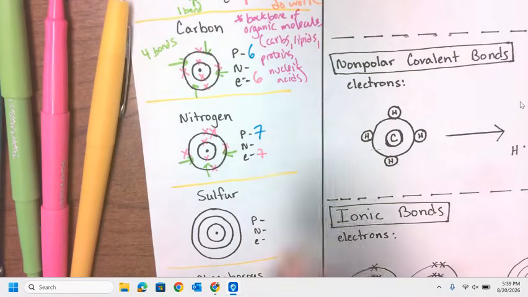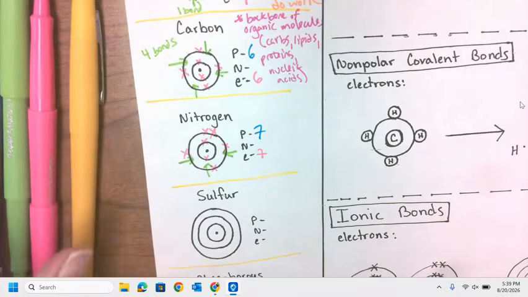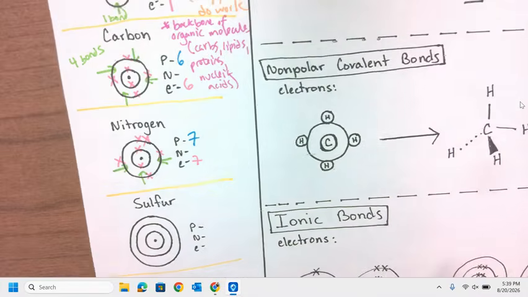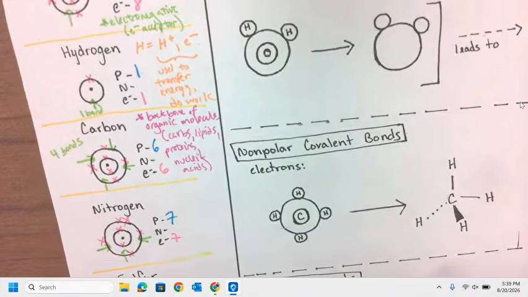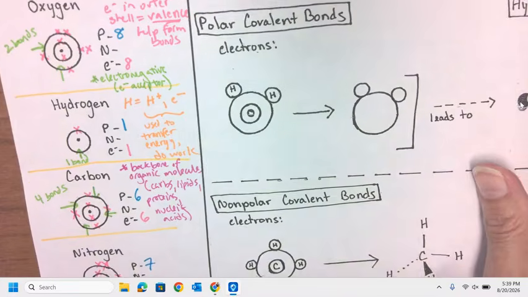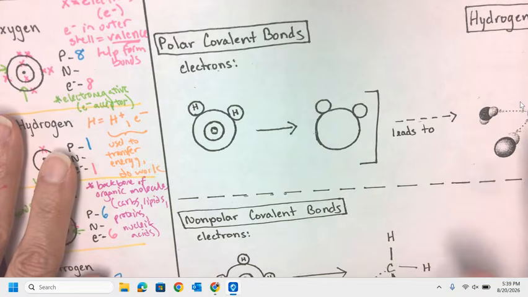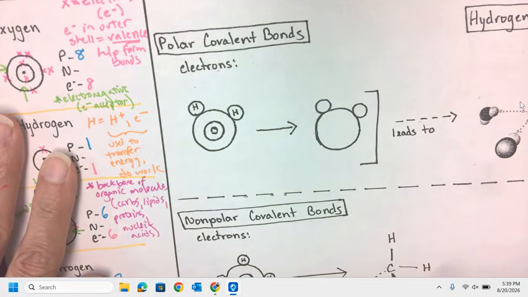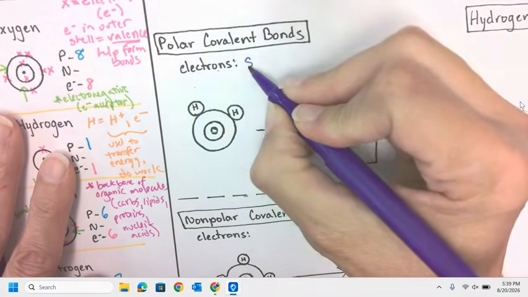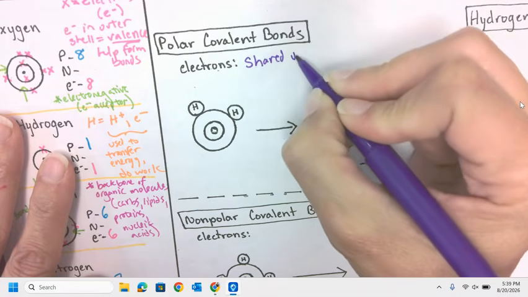So these elements alone aren't enough to create living organisms. We need to use these elements to form bonds to form more complex structures. So we're actually going to start with a review of polar covalent bonds. In polar covalent bonds, electrons are shared unequally.